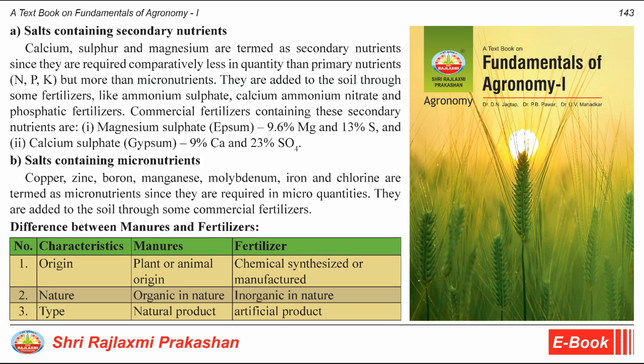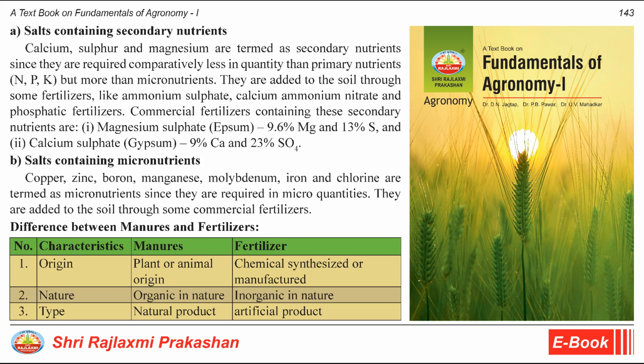Point A, salts containing secondary nutrients. Calcium, sulfur and magnesium are termed secondary nutrients since they are required comparatively less in quantity than primary nutrients N, P, K, but more than micronutrients. They are added to the soil through some fertilizers, like ammonium sulfate, calcium ammonium nitrate and phosphatic fertilizers. Commercial fertilizers containing these secondary nutrients are number 1, magnesium sulfate, Epsom salt, 9.6% Mg and 13% S; number 2, calcium sulfate, gypsum, 9% Ca and 23% SO4.